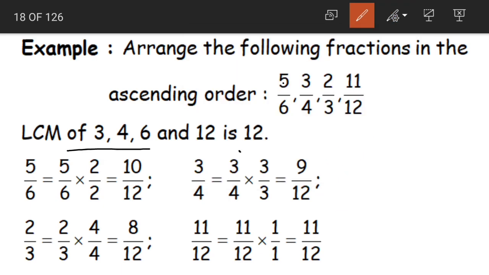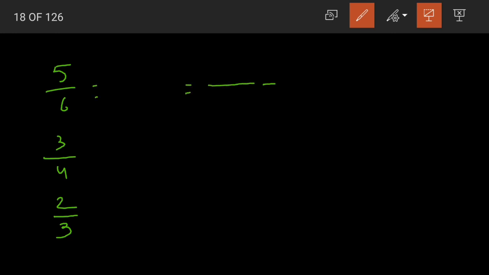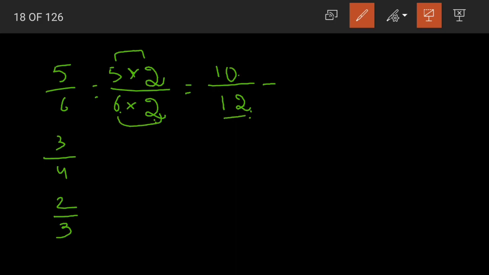Now if you look at the fractions here, 5 by 6, 3 by 4, 2 by 3. We had 12 as the LCM, but here we have 6 as the denominator. We want 12. How to get 12? 6 2s are 12. And as we have multiplied by 2 in the denominator, we must do the same in the numerator as well. 5 2s are 10, and in the denominator 6 2s are 12.